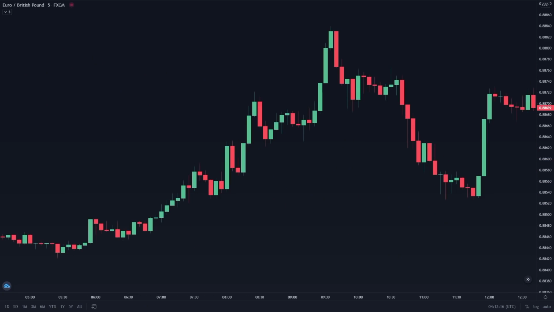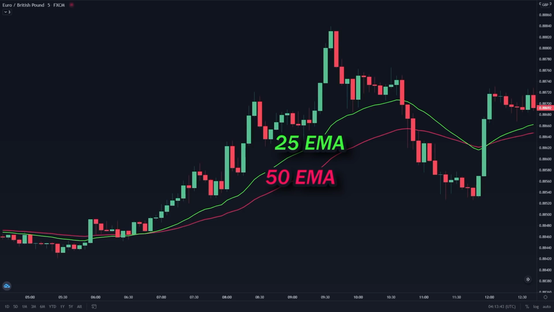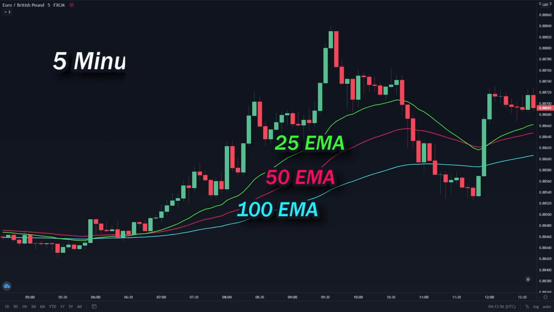For this scalping strategy, I'm using three types of exponential moving averages: the 25, 50, and 100 period. And I'm going to be using the 5-minute time frame. So this is how the strategy works.